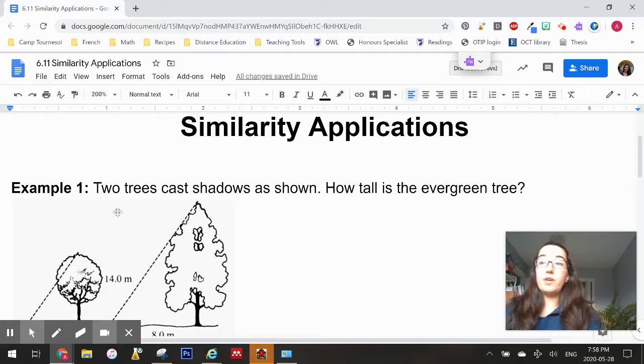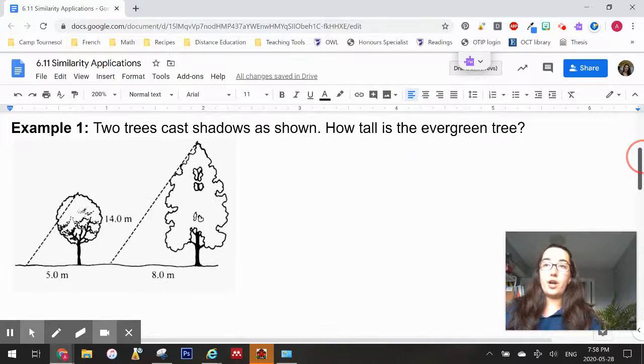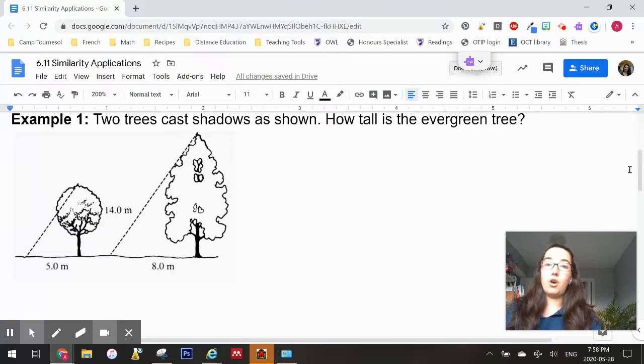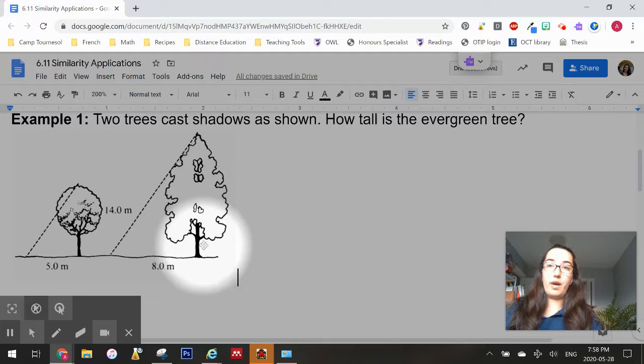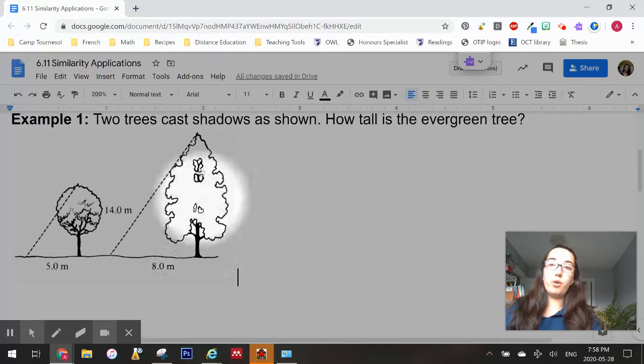Let's start off with a very classic example of two trees. So two trees cast shadows as shown. How tall is the evergreen tree? So first and foremost, we know that this tree on the right is our evergreen tree, and we are looking for the height. We know that its shadow is 8 meters long. We also have another similar tree here. It is 14 meters tall, and its shadow is 5 meters long.